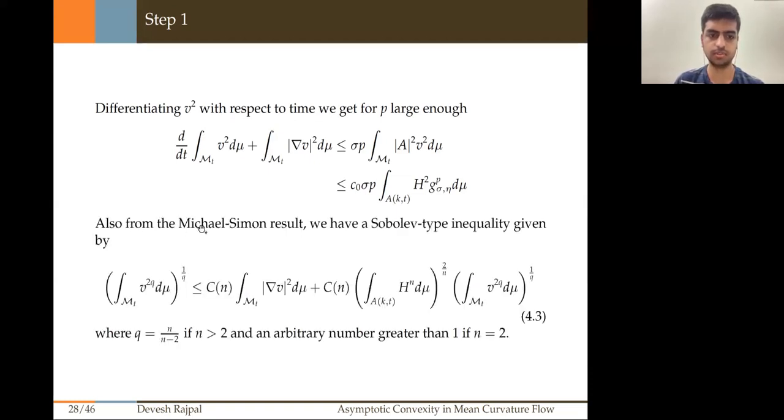We have another result from Michael Simon that we have a bound on the LQ norm of functions in terms of a constant times the gradient terms, and another factor which involves an integral of mean curvature, where Q is a certain number based on the dimension we are considering. We'll use this inequality to get rid of the gradient term here. So before that, I can estimate this factor. I'll show how.